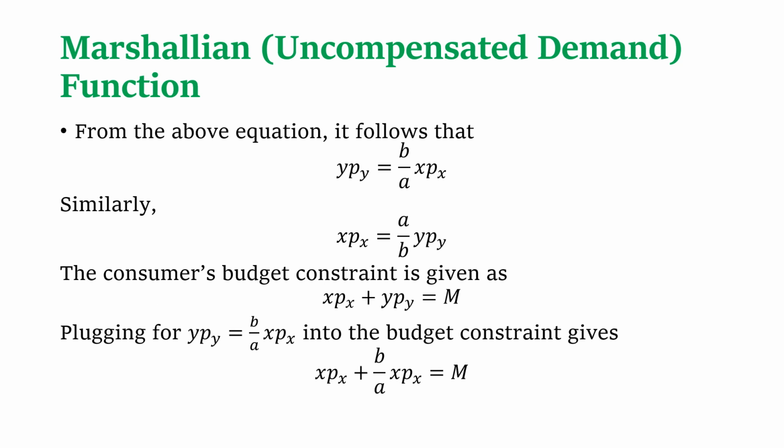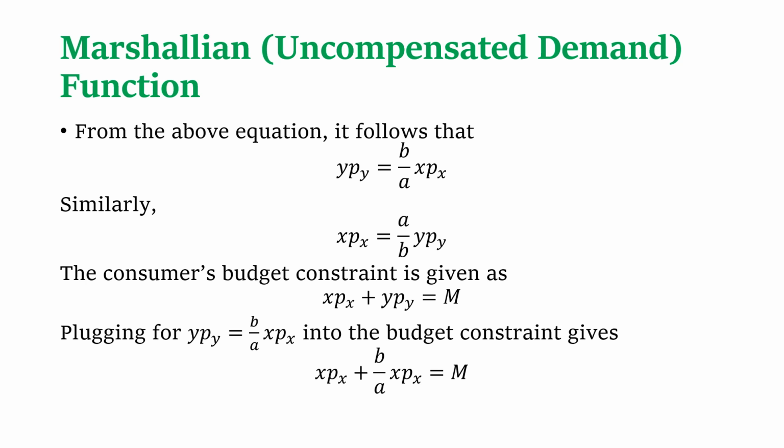So once we have that, we can solve for ypy by just cross multiplying. And then we have ypy equals b over a times px. Similarly, xpx here is just a over b times ypy. All you need to do is to cross multiply, bring the a here, and then bring the b, or multiply both sides by what? a over b. That becomes a over b ypy.